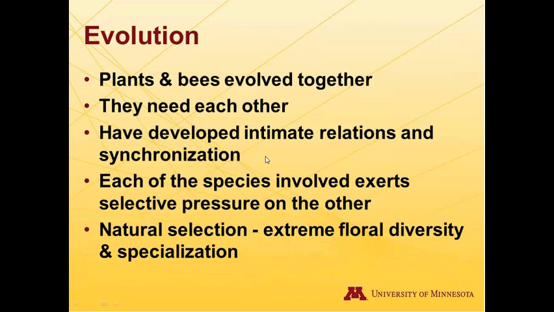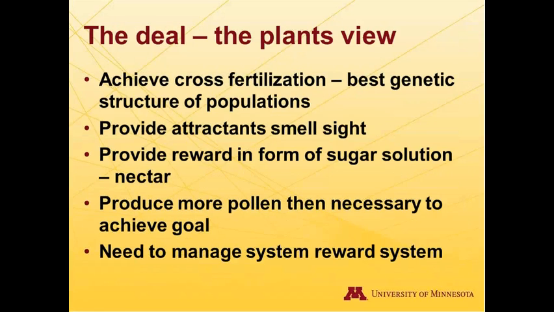The interesting thing is that, as I mentioned before, the bees and the plants evolve together, and they develop relationships such that they need each other, and these things are intimate and synchronized, as we mentioned. But at the same time, there's a contract going on. There's interaction between them, and in a way, that's why we have the world we do, that has this extreme floral diversity and specialization. So it's all come about because there's an advantage to creating a system that's a little different than the other species, so that they're not directly competing, and that gives us a lot of the variability that we see. So here's the contract, the deal from the plant's point of view.